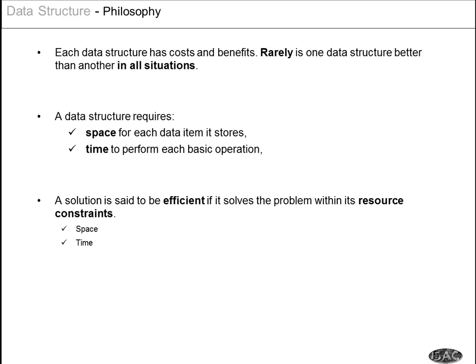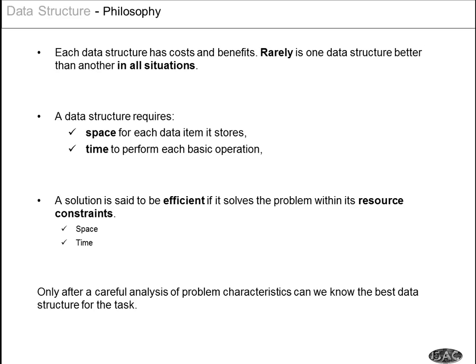A solution is said to be efficient. Solution means the algorithm or the steps to perform the basic operation. A solution is said to be efficient if it solves the problem within its resource constraints, called space and time. As we know, neither space nor time is unlimited. So depending on how you save the space and time, how efficiently you use them, a solution can be said to be efficient or inefficient. Only after a careful analysis of problem characteristics can we know the best data structure for the task. So whenever you have a requirement for which data structure you need to use, you need to analyze the situation in terms of what are the various operations that will be performed on that data structure. If you do not know the behavior or the actions which are going to be performed on a data structure, it is very difficult to design an efficient data structure for your requirement.